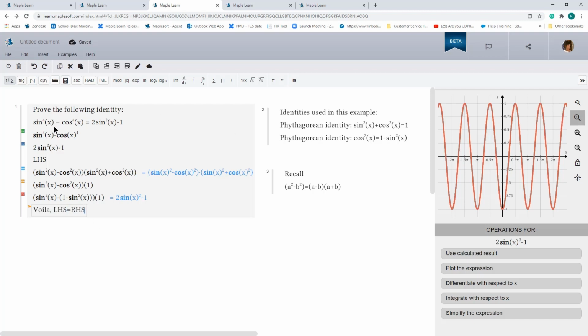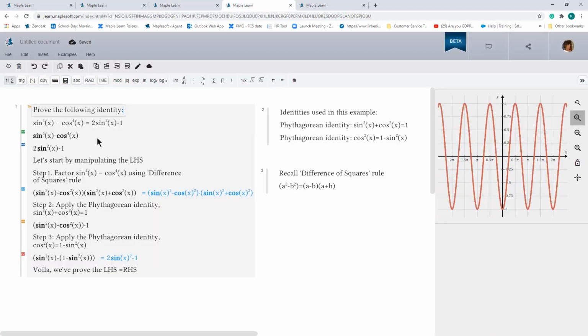And as before, if this went a bit too quickly, I have a completed MapleLearn worksheet over here that you can refer to at your leisure.